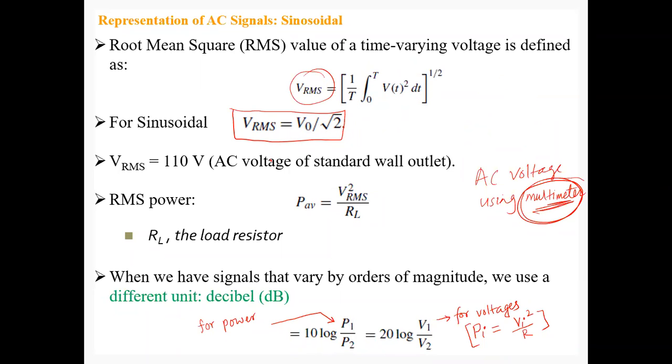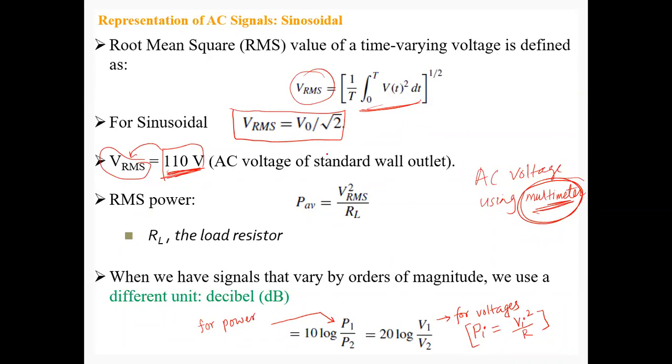Remember we say our voltage is how much? If you have a standard wall outlet in our house, then what is the voltage there? We say 110 volts, right? What is that 110? That 110 is the RMS value. This is how you calculate the RMS value.